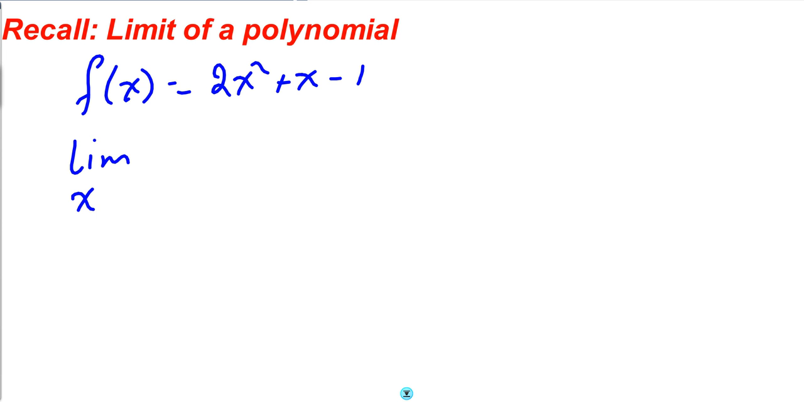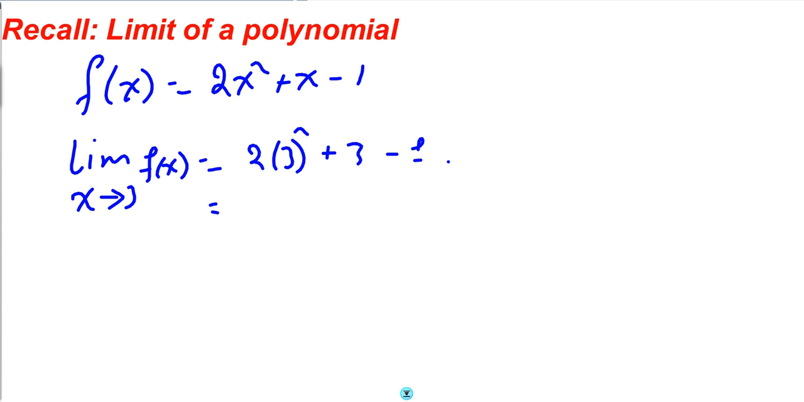First, we should recall some previous knowledge. If you have a polynomial, say f of x equals 2x squared plus x minus 1, we can find the limit as x approaches any value, say 3, of f of x. This will just be 2 times 3 squared plus 3 minus 1, which is 20.